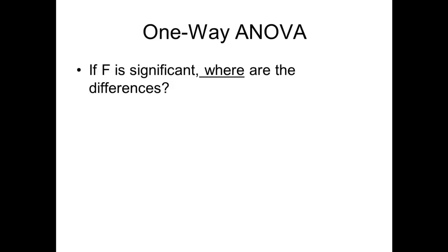And that step is that if there is a significant F, we have to figure out where the differences are. So if I'm comparing 70 degrees and 80 degrees and 90 degrees rooms, and I get a significant F value, that F value only tells me that there are differences somewhere between those three groups, but not specifically where. It's possible each group is different from the others, but it's also possible that a couple of them are the same and that just one group is different.